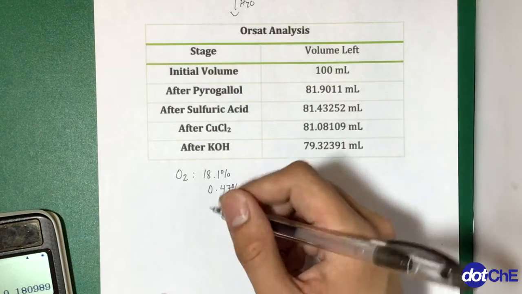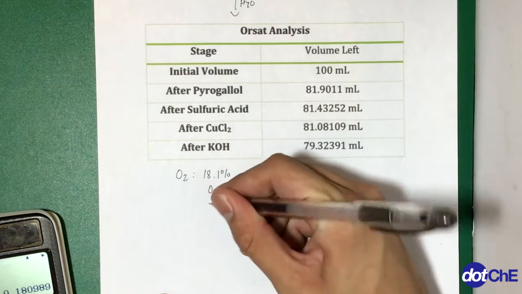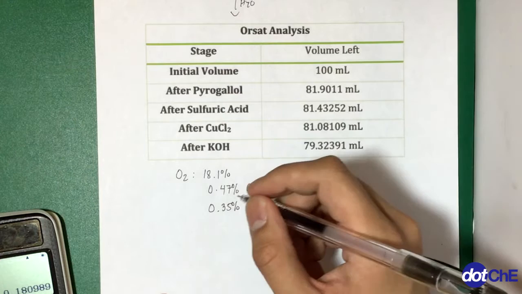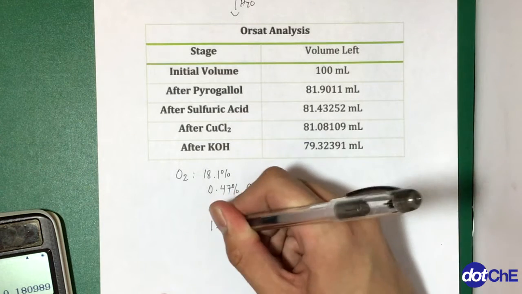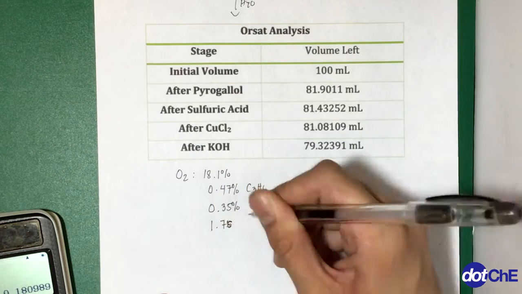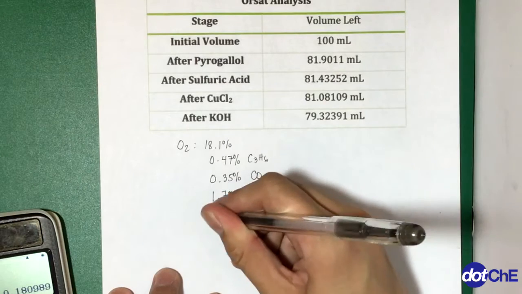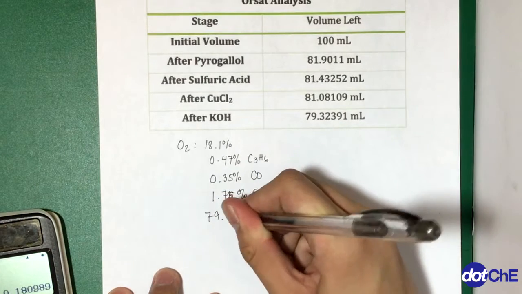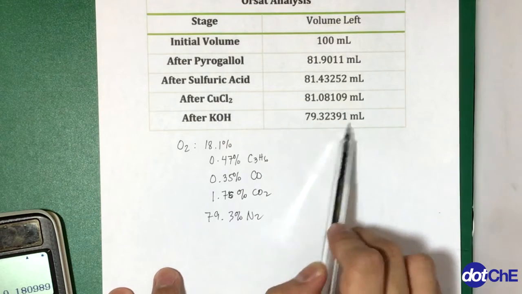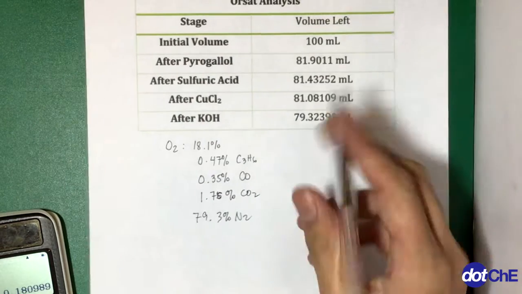C3H6. Then you're going to get one after CuCl2, which is your CO levels, 0.35% of CO. Then you're going to have 76% of CO2. Then you're going to have 79.3% of N2, which is given by this composition. Now that we have this, we have to determine the number of moles.